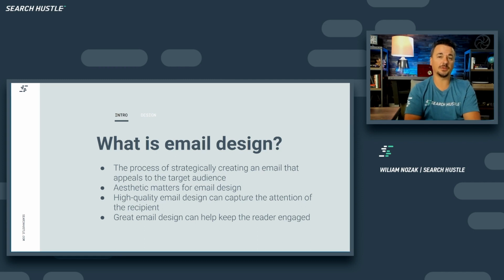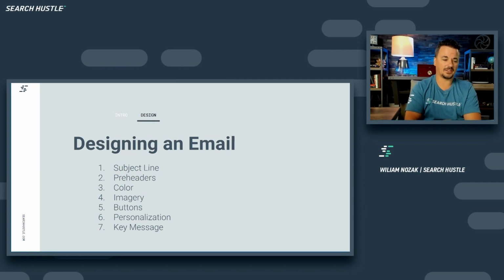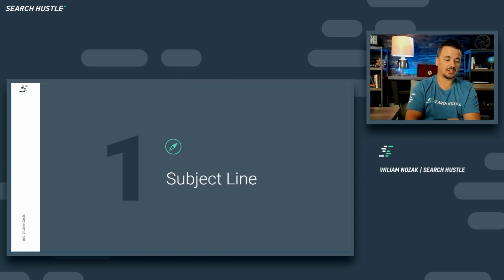If you think about food, the way food smells, tastes, and looks matters. So aesthetic matters for email design. High quality email design can capture the attention of the recipients, and great email design can help keep the reader engaged. Designing an email, here are the things we need to think about. The subject line, the pre-headers, the colors, the imagery, buttons, personalization, and the key message.